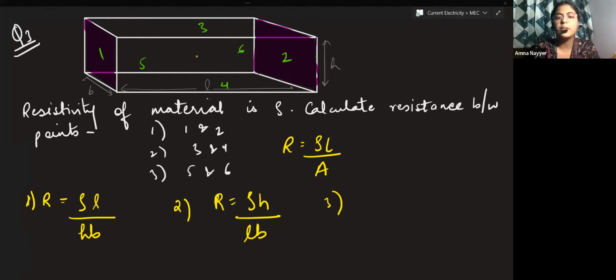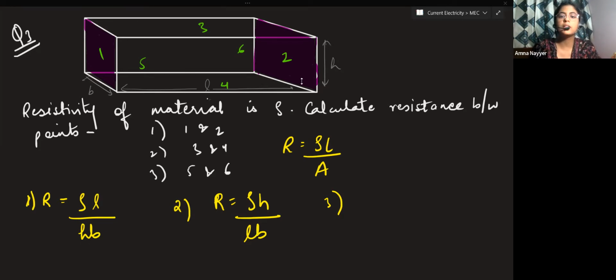Rho L by BH, second part is rho H by LB, third part is rho B by LH. Good, Krishna. All the three parts are correct. See, front face is the fifth one, back face is the sixth. What is the separation between these two faces, fifth face and sixth face? Front face and the back face. What is the separation between them?